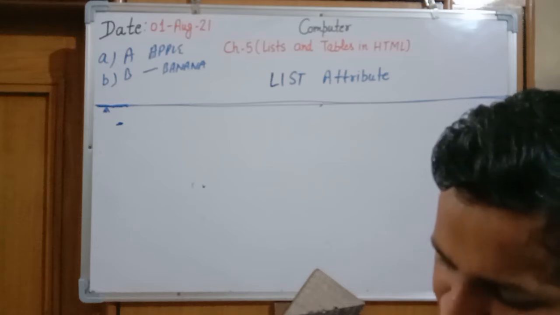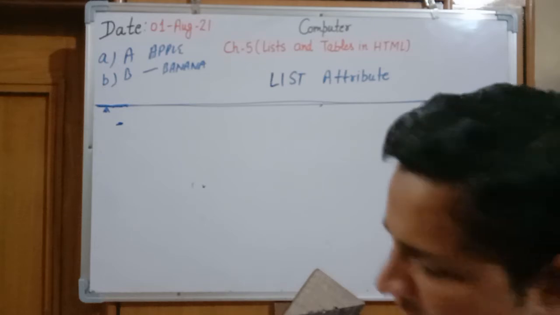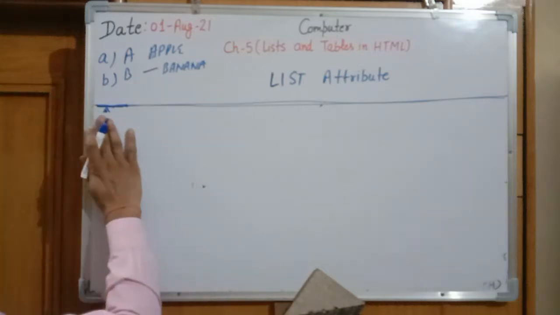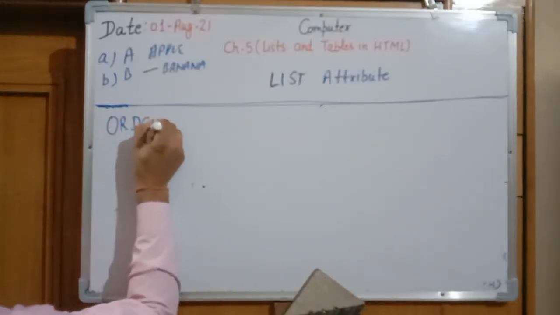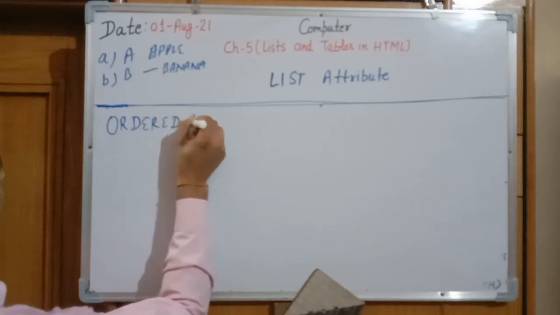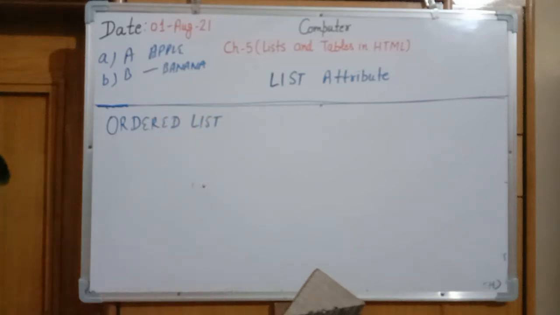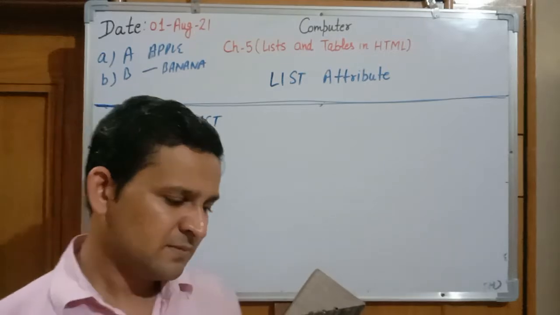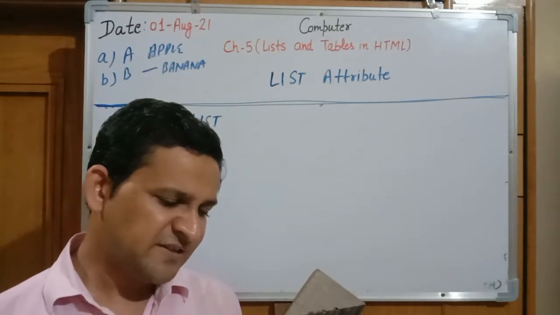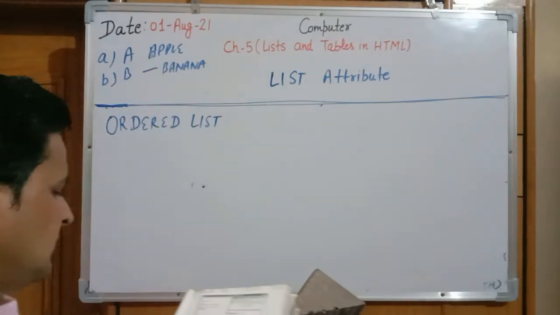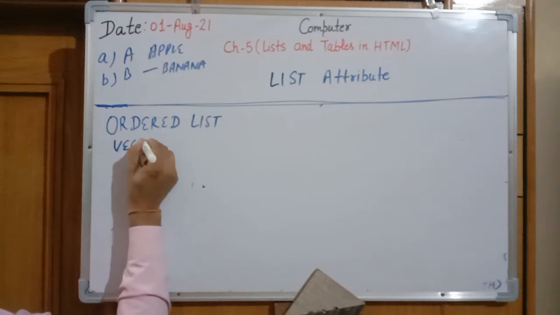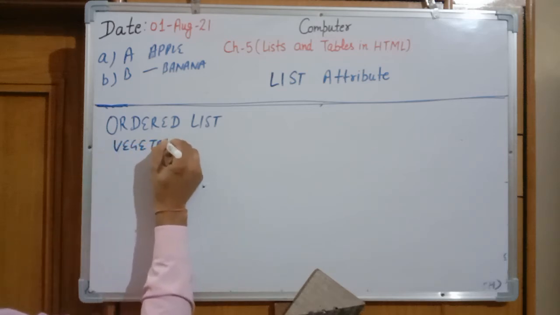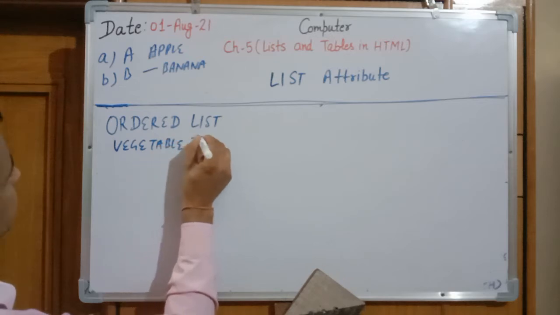H1, heading 1 is taken, that is ordered list. H1 is the largest heading, so it will be written as ordered list. Afterward, what is written? H2, second heading is taken, vegetable item. It is a little bit smaller than that because it is H2 type, vegetable item.